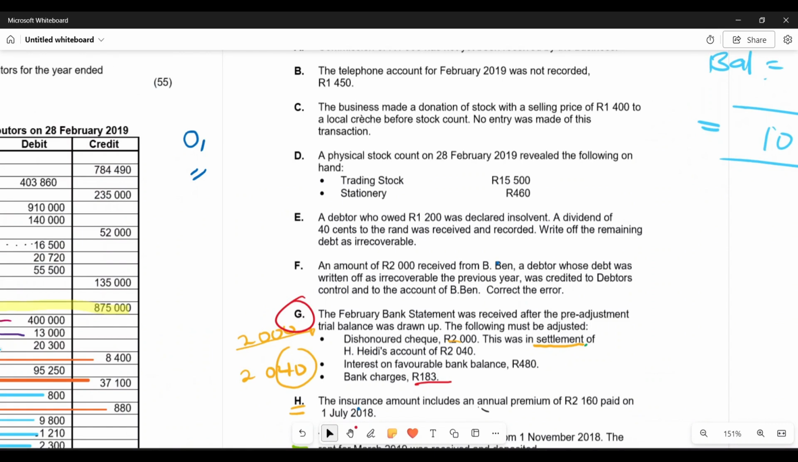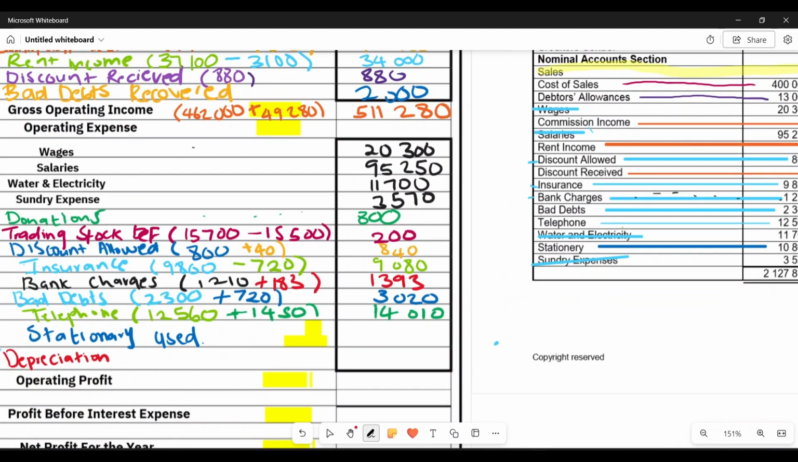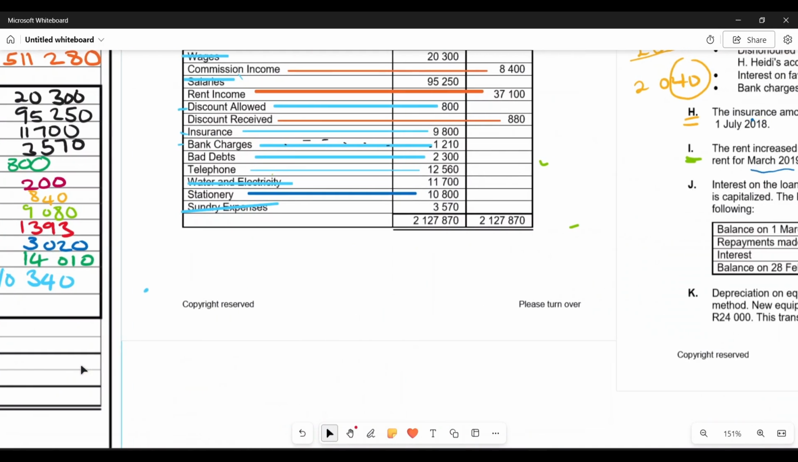As a result, you would need to recognize it as an expense. So this is 10,340. And how did we calculate it? We took the 10,800, which was the balance at the beginning, minus the balance at the end of 460 from the physical stock count. This gave us the stationery that we used in the year. Now, lastly, under our expenses, we need to recognize depreciation.